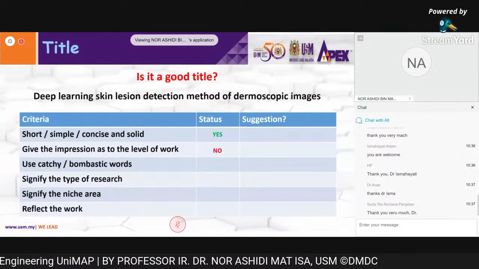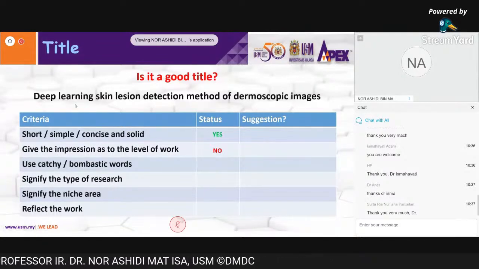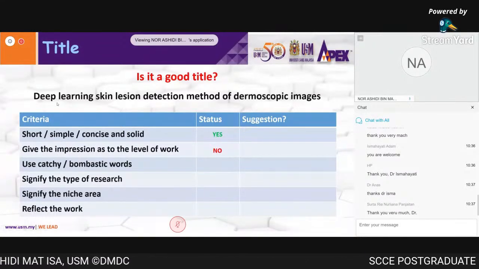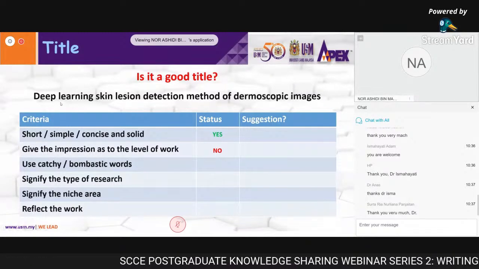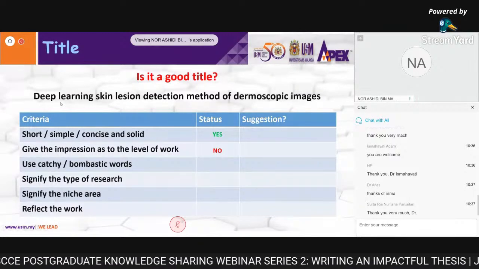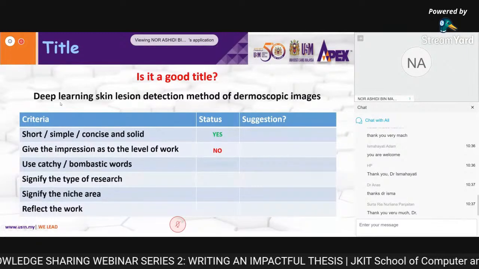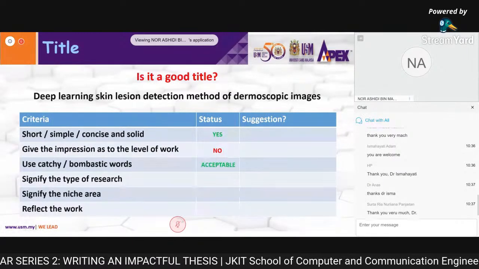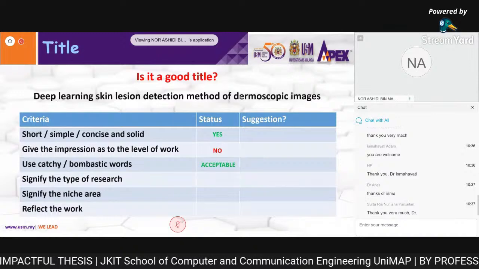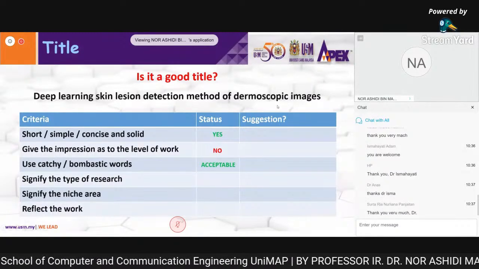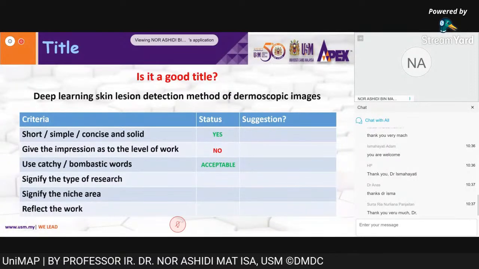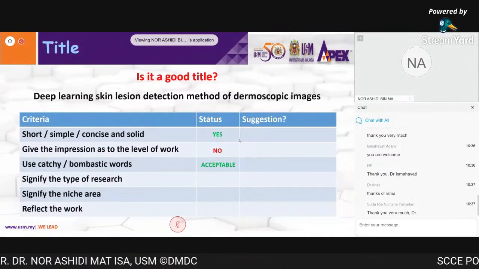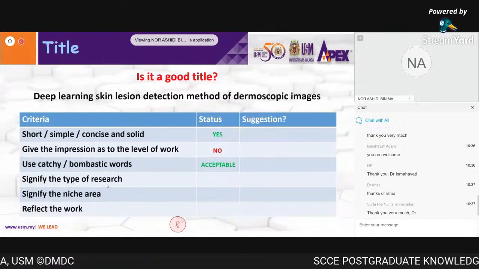No. Because we do not know whether he or she wants to develop a system, or modify the deep learning, or what. Then the use of catchy words: oh, okay, acceptable, because we have deep learning here and dermoscopic images here, and people will know what dermoscopic is. So that's what we call catchy words. Okay, it's acceptable. Does it signify the type of research?